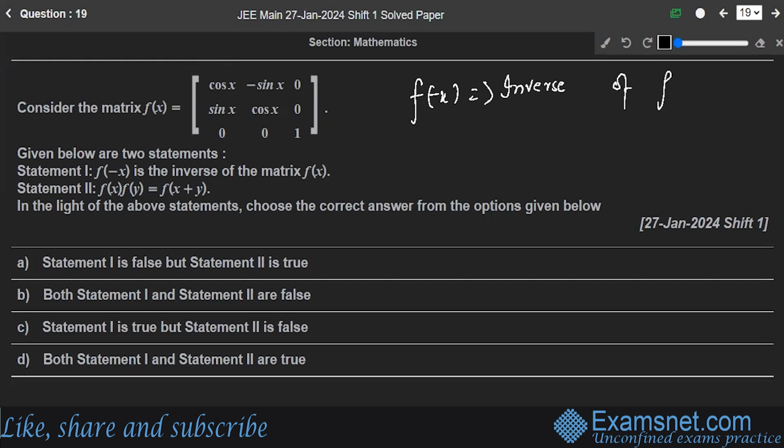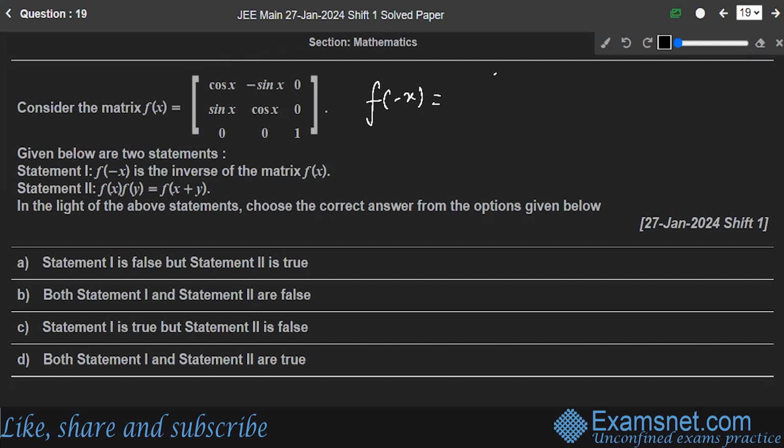inverse of f(x). The two matrices, let's say B is an inverse of A. B matrix is the inverse of A matrix if the product of both of them is equal to the identity matrix. That means if the product of f(-x) and f(x) is equal to the identity matrix, then they are inverse of each other.